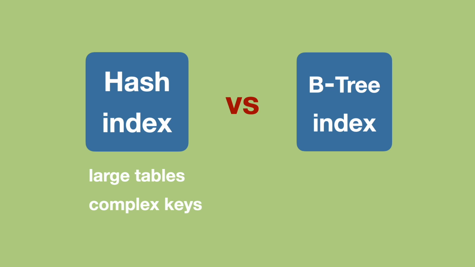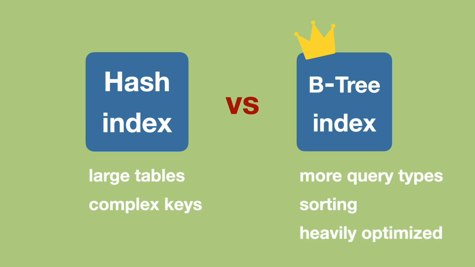However, for most common use cases, B-trees still win. They offer much greater flexibility, supporting a wider range of query types, including sorting and range searches. Additionally, the performance difference between a hash index and a well-optimized B-tree can often be minimal or even negligible in real-world applications, especially thanks to PostgreSQL's excellent B-tree optimizations. Ultimately, the choice comes down to your specific workload and trade-offs between speed and flexibility.